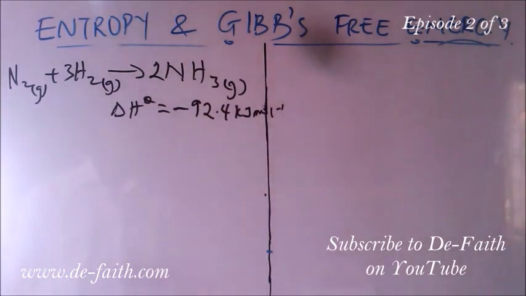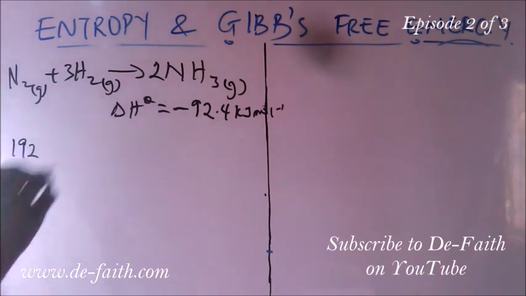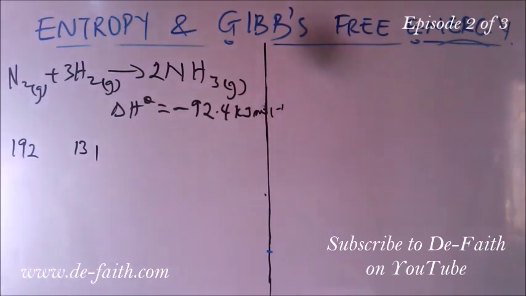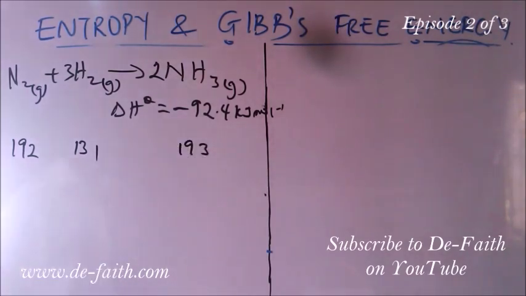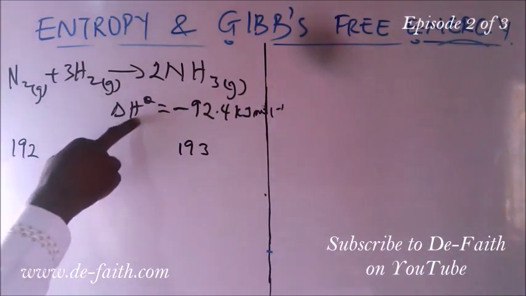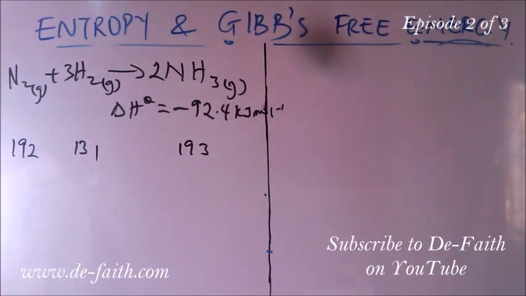And we are given that the entropies for the gases, we have 192 for nitrogen, we have 131 for hydrogen, and we have 193 for ammonia gas. The first thing we need to do is to find the standard entropy of the reaction. When we get that, we'll use that along with this standard enthalpy to derive our Gibbs free energy.